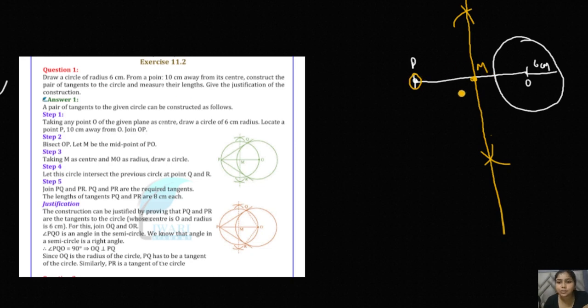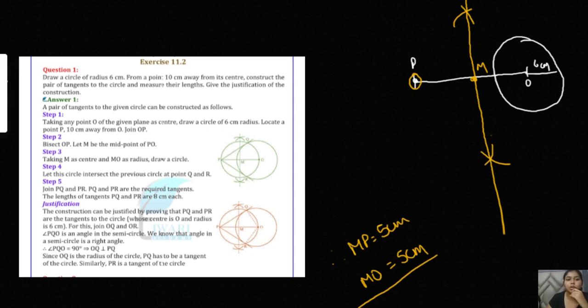Now you know that this is a perpendicular bisector, so MP will be equal to 5 centimeter and MO is equal to 5 centimeter. Please be careful that you don't just put the scale and measure the 5 centimeter out of the 10. In the steps of construction, it is mentioned that you have to draw the perpendicular bisector, so you have to bisect and find the midpoint of that line by drawing the perpendicular bisector itself. So you just have to be careful with that.